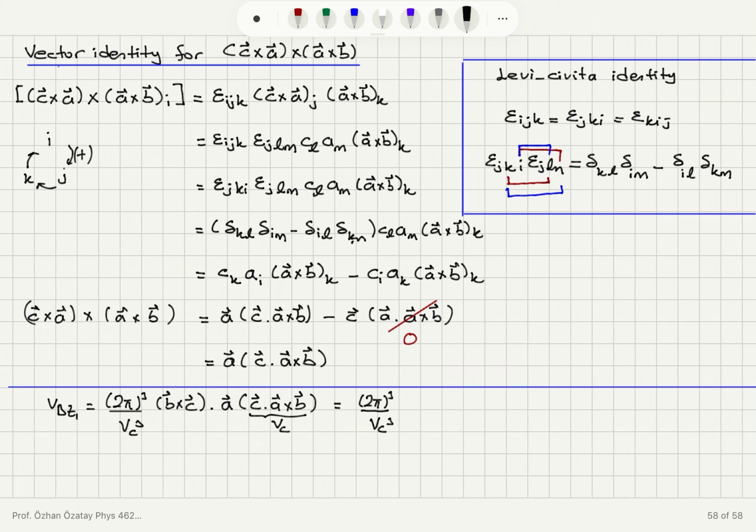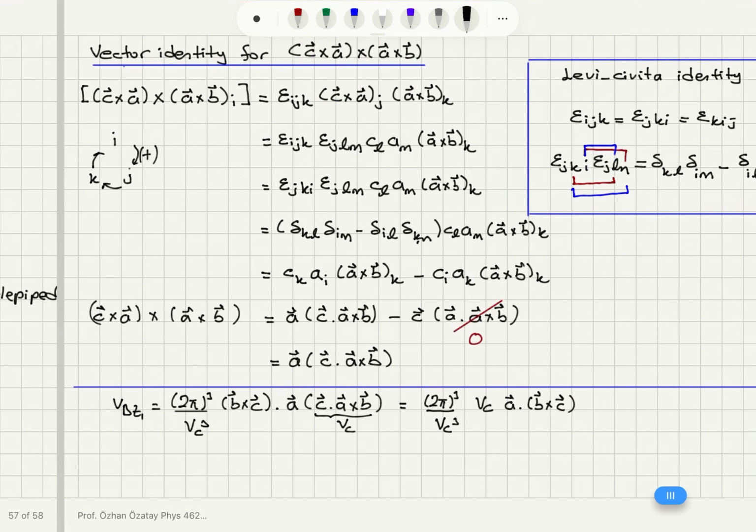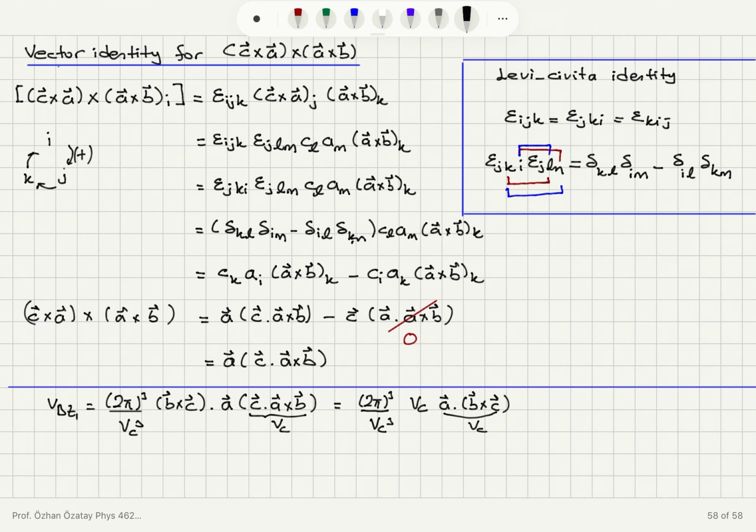B cross C dot A, VC times A dot B cross C. What is A dot B cross C? A dot B cross C is the volume of the primitive cell, VC, so this is also VC. So this will be equal to (2 pi) cubed divided by VC cubed multiplied with VC squared. So therefore we find that the first Brillouin zone volume is (2 pi) cubed divided by the volume of the primitive cell, VC.